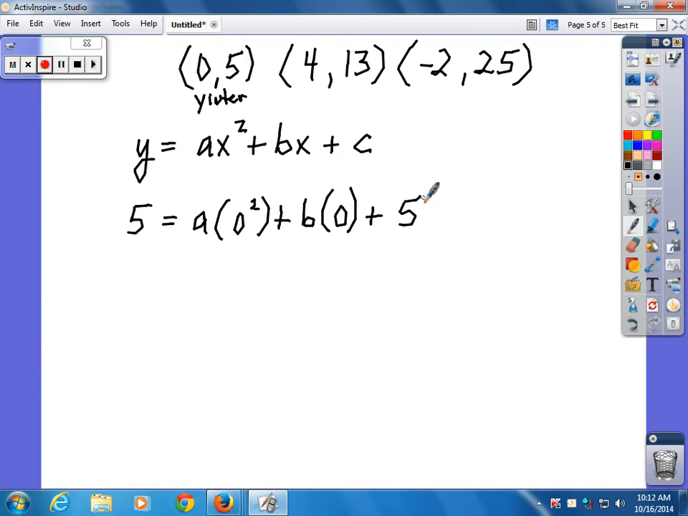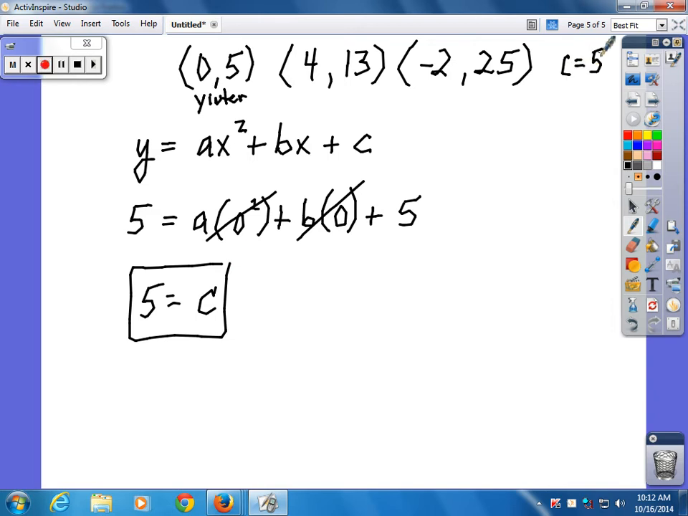So 5 is equal to, well, the 0 also cancels out the A. That's not good. Well, you can find C. C is equal to 5, and we already knew that. So go ahead and plug that in. These terms go out and you get 5 is equal to C. You can get C from that. So now we've got C is equal to 5.